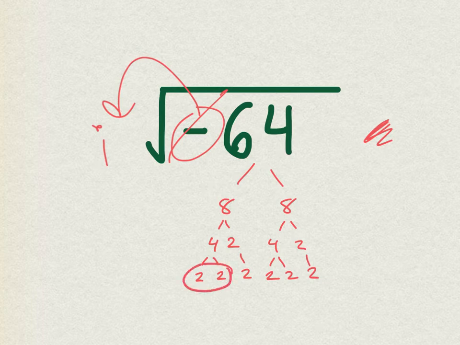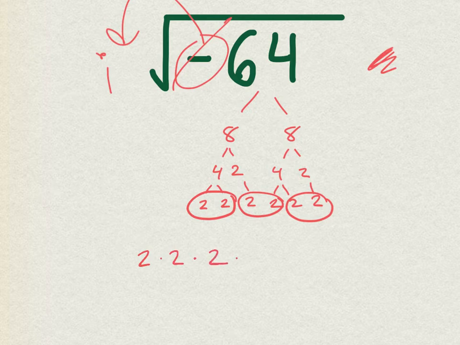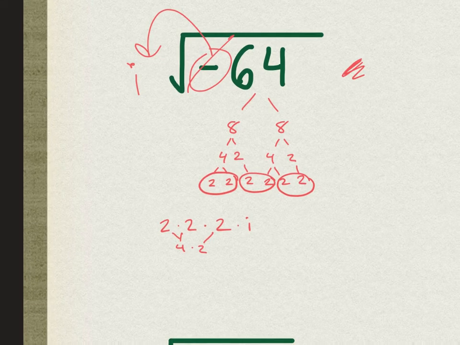So we have to circle groups of 2. So we have 2, 2, and 2. So how many 2s come out? 3 2s. So 2 times 2 times 2, times i. What's 2 times 2? 4. And what's 4 times 2? 8. So what would our answer be here? 8i.